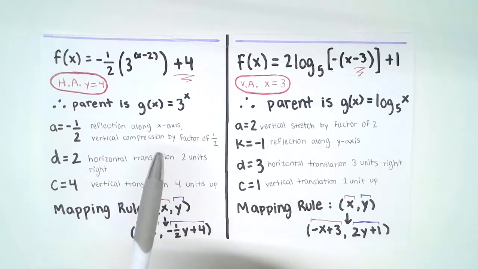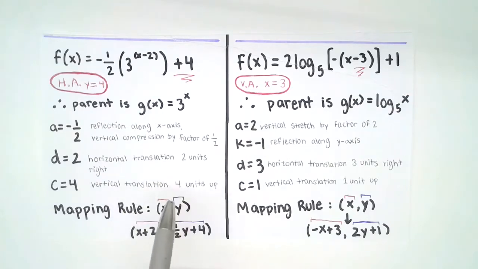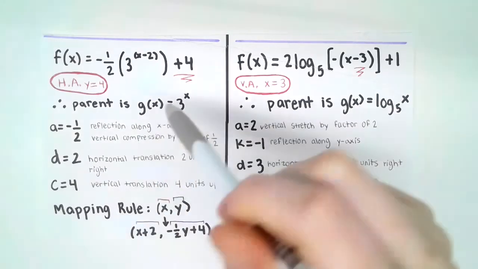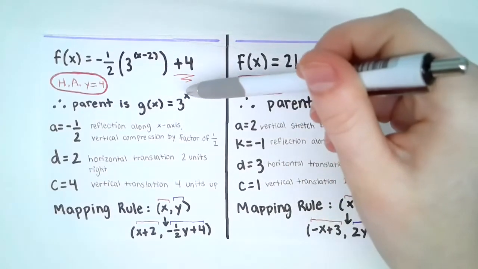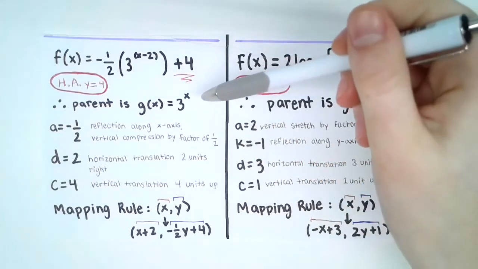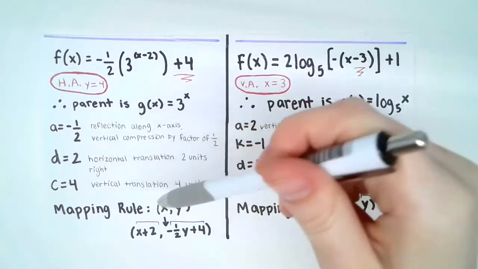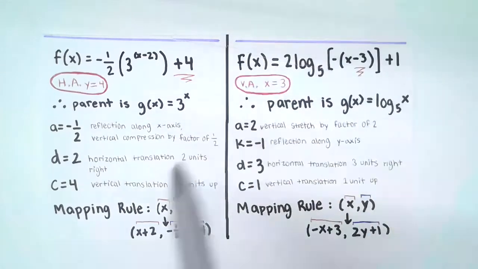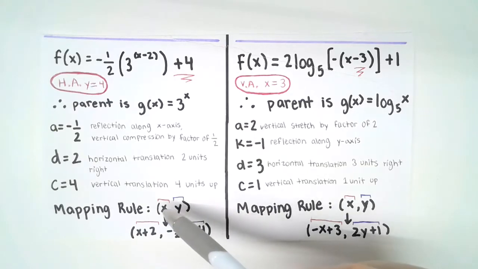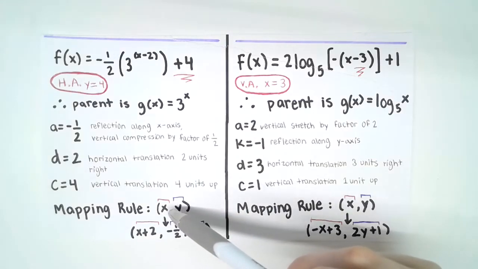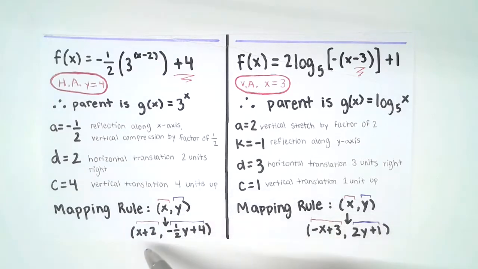Now, we're not going to graph it in this example. However, if you were to graph it, you would find the points on the graph that are on this parent graph, and then you could draw out all the different transformations, but that would take way too long. So you could use the mapping rule, which I've indicated down here. So the mapping rule is x comma y, and it's transformed to x over k plus d, ay plus c.